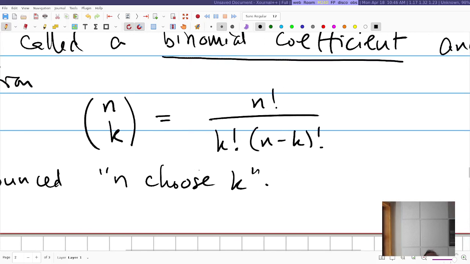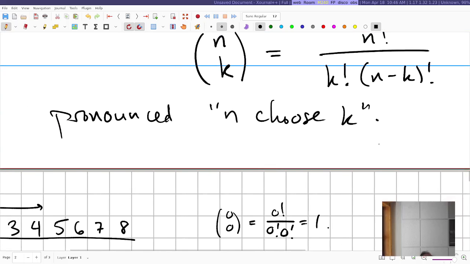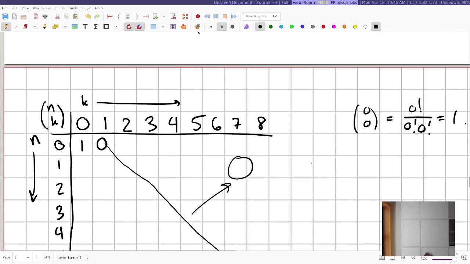So n is 1, k is 0. I'm going to get 1 factorial on the top. Down here I get 0 factorial. 1 minus 0 is 1 factorial, so it's just, again, 1 divided by 1 is all 1, right? Does that make sense? Sure. If I have a set of one thing, but I want to choose an empty set, there's only one way to choose an empty set.